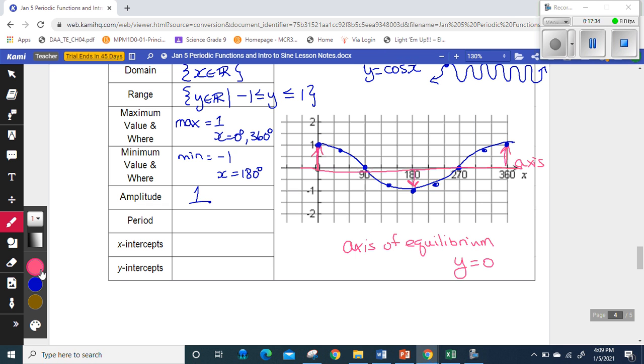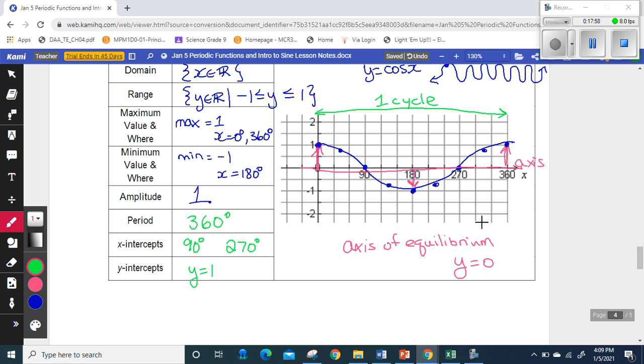Axis. The period, so the whole thing lasts from 0 until 360. So there's one cycle. We only drew one cycle here. So one cycle, the period lasts for 360 degrees. My x-intercepts, let's see, I've got one at 90 degrees and 270 degrees. My y-intercept happens when y is equal to 1.